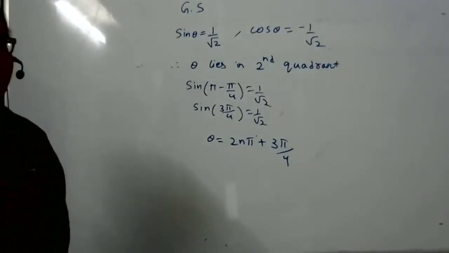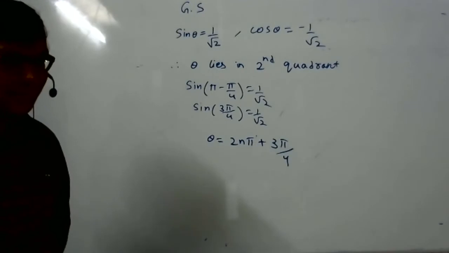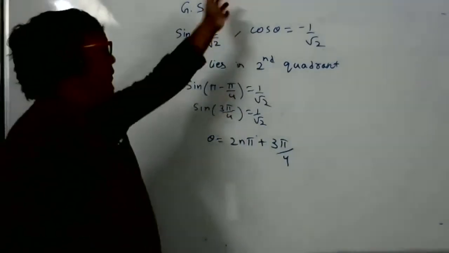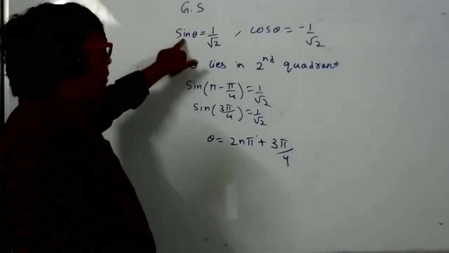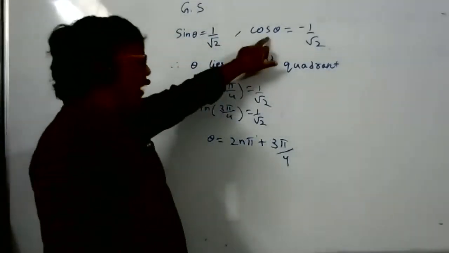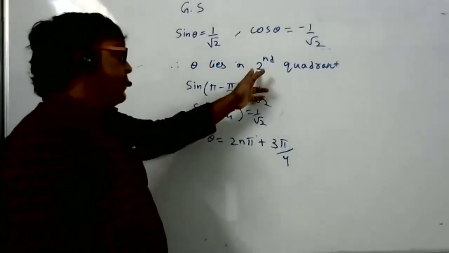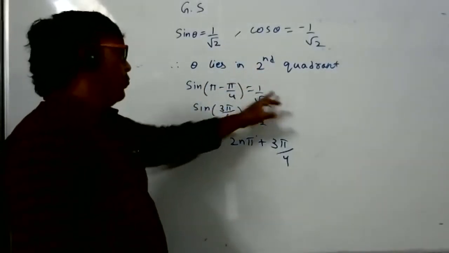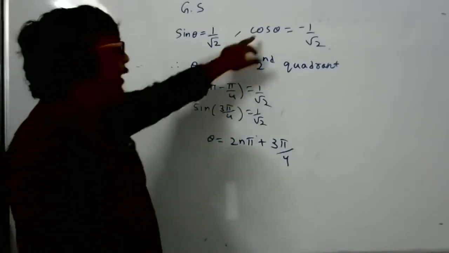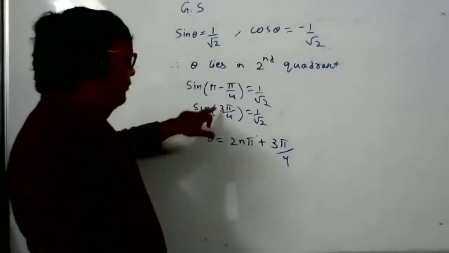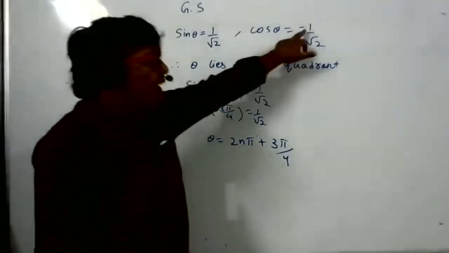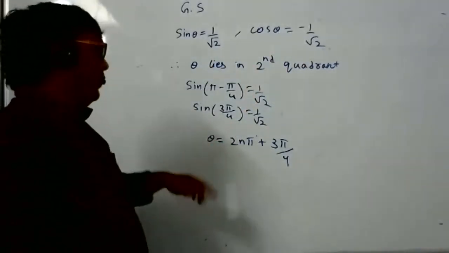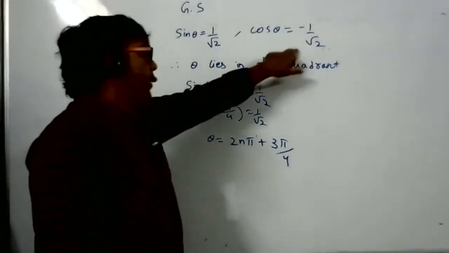So then where do you use the information given that cos theta is equal to minus 1 by root 2? That way we use here. Sine of some angle is positive, cos of the same angle is negative, so angle lies in second quadrant. So sine of pi minus pi by 4 is 1 by root 2, that is 3 pi by 4. Student, if you find cos 3 pi by 4, then also it will come minus 1 by root 2 only. You can check and tell me. Cos 3 pi by 4 is minus 1 by root 2.